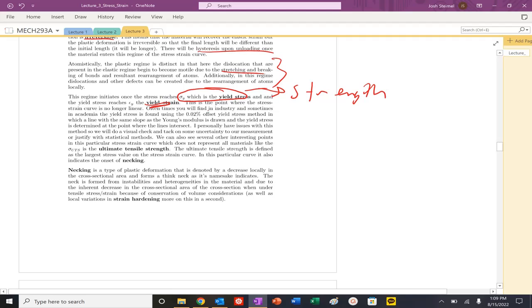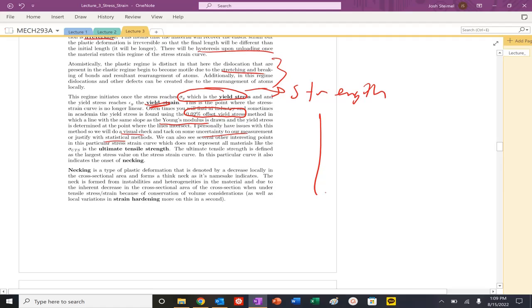In industry, you'll typically see that the way that they calculate the yield stress is this 0.02 offset method. So you use the same slope as the Young's modulus. You start it at 0.02, and then you see where the line intersects, and that's going to be your yield stress value. I have personal issues with this, because, I mean, again, you can do a visual check, you can use some statistical methods. So I don't like this technique, but you should know essentially how to do it just in case you're asked to do it as well.